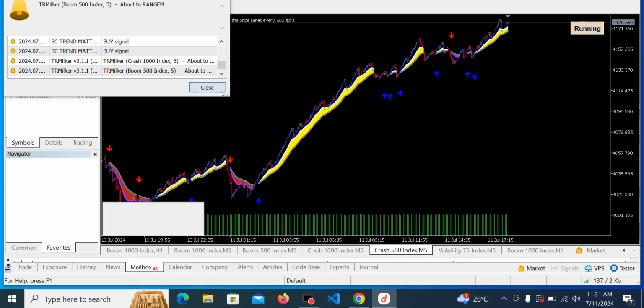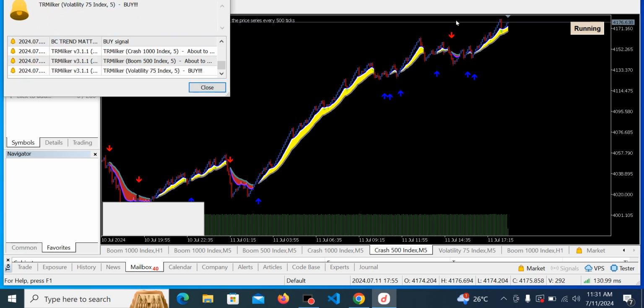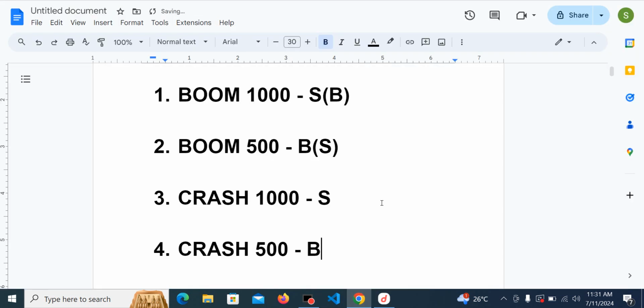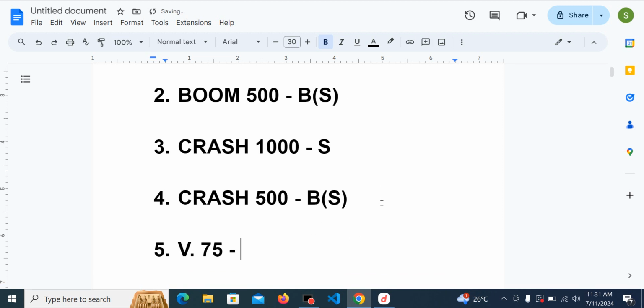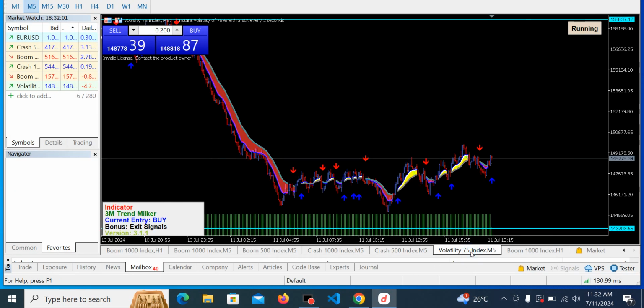Let's check out crash 500. Crash 500 had also been on buy trend for a very long time, and it is still buying even though it is at the resistance zone. If it breaks out above it, it will keep on buying. If it does not, it will go back on downtrend. Okay, so this is still buying, but this might not be for a very long time because it is at the resistance zone already.